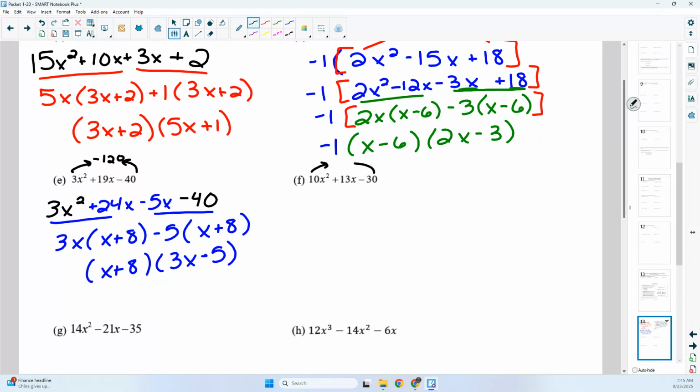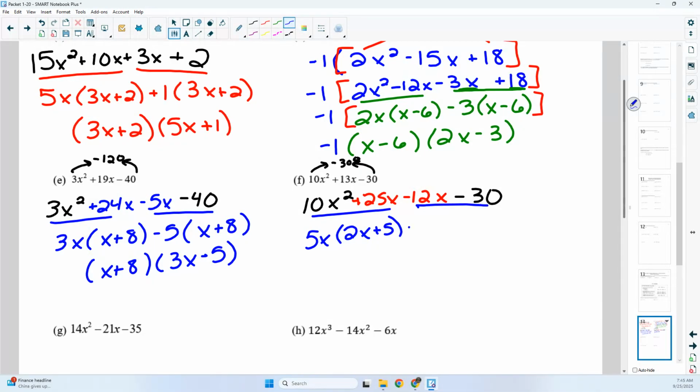Again, no GCF for all 3 numbers. I get negative 300. And factors that'll work for that, another difficult one, are 25 and negative 12. Then we'll go to our grouping. Take out a negative 6. And that'll flip my signs to 2x plus 5 again, 2 positives. And then I can finish off my factoring.